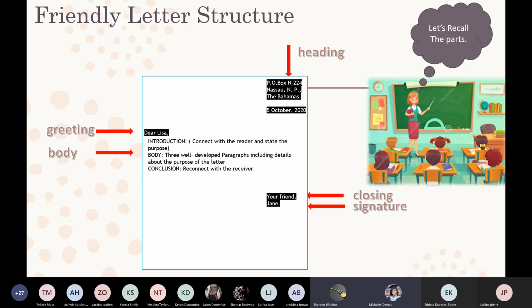So your greeting, you have Dear Lisa, Dear Sam, Dear Nana, and then you make sure you always put your comma. I think for the most part, students always get this right when it comes to the friendly letter. They always have the comma. But I feel as though when it comes to the formal letter, the business letter, that's where it gets mixed up. It's confusing for them, right? The struggle is real when it comes to that.